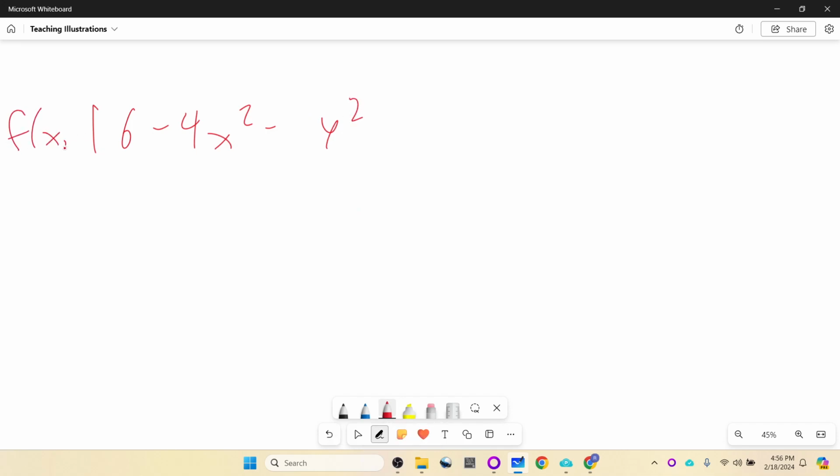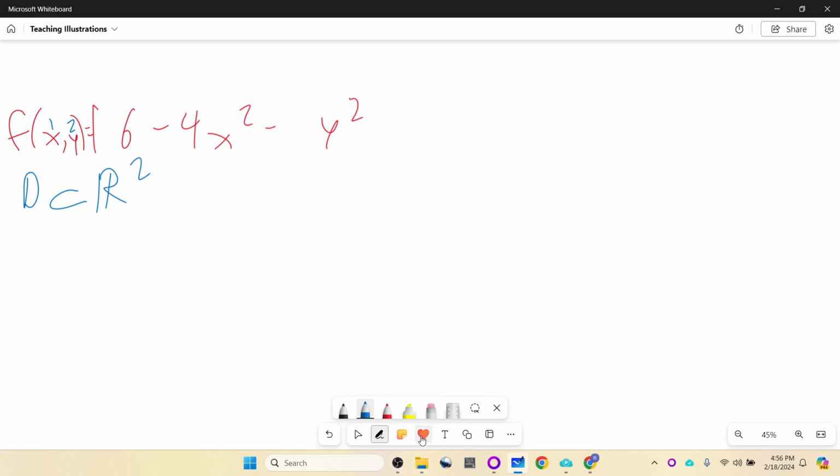F of xy. Now, first you count the input variables. 1, 2. So the domain is in R2. That's shorthand, that's subset containment. It just says the domain is part of R2.